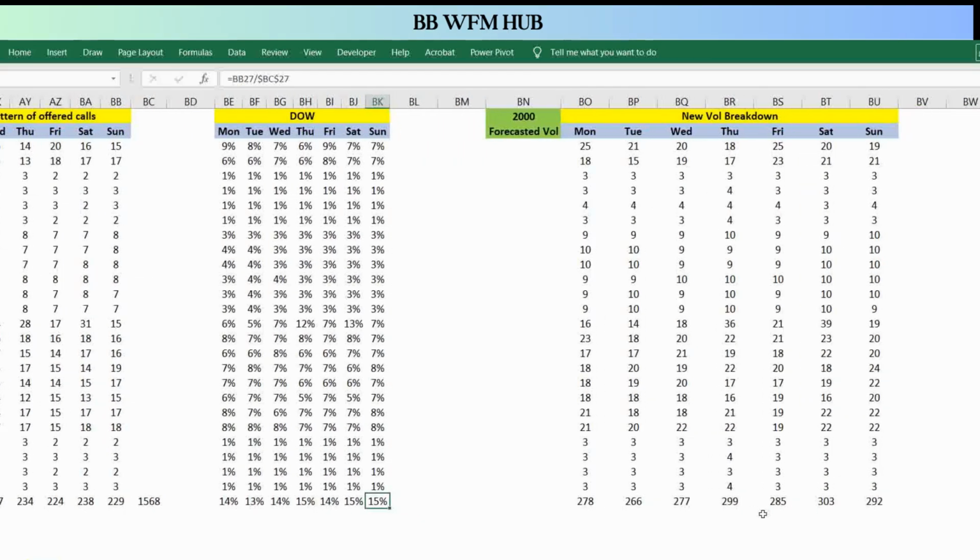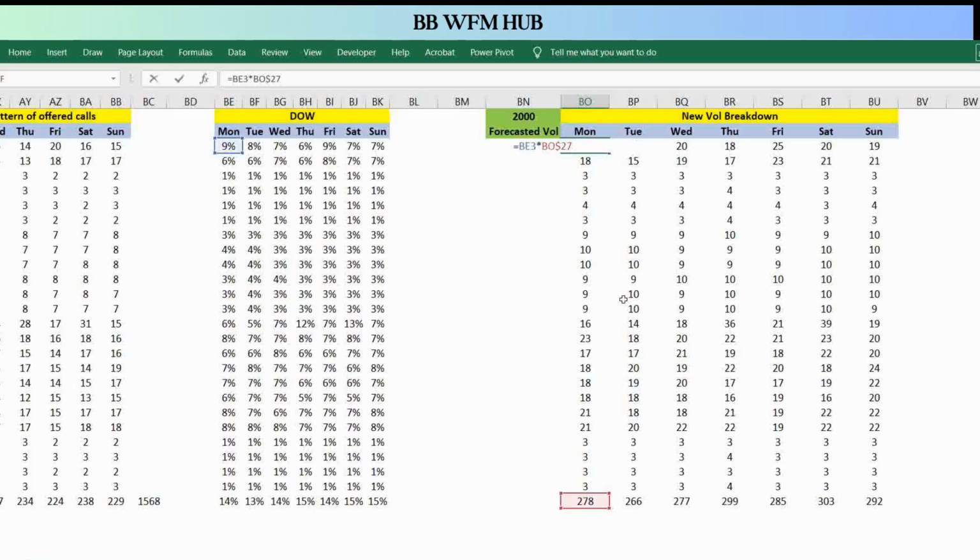Now the question is, when we have a forecasted volume of 2000, just as an example, we need to break it down as per the intervals and as per the days of the week, like how many calls will come on Monday, Tuesday, Wednesday, Thursday. We have already created our day of the week patterns, and from this pattern we will calculate our interval wise volume and the day wise volume.